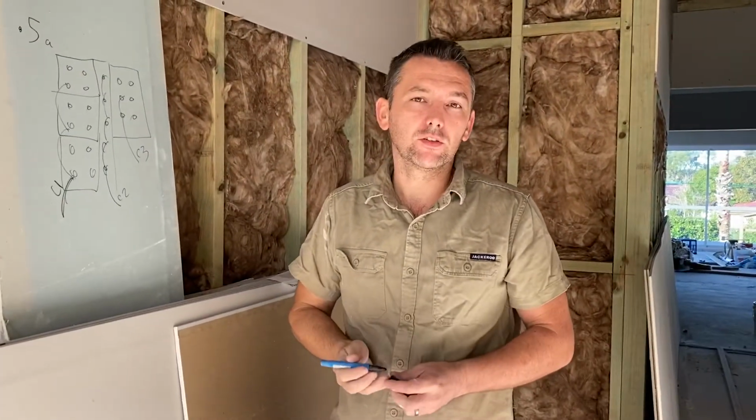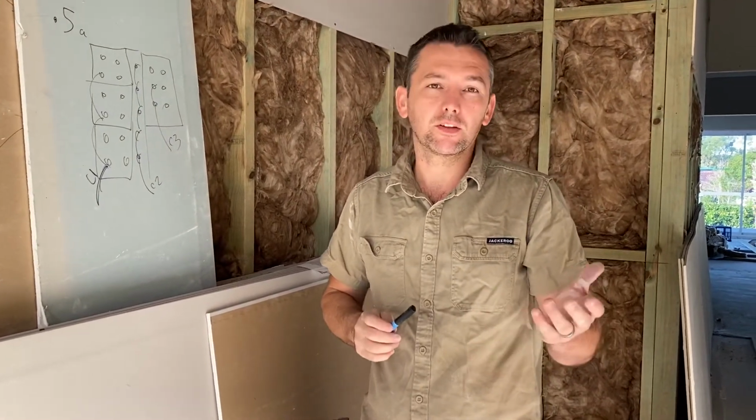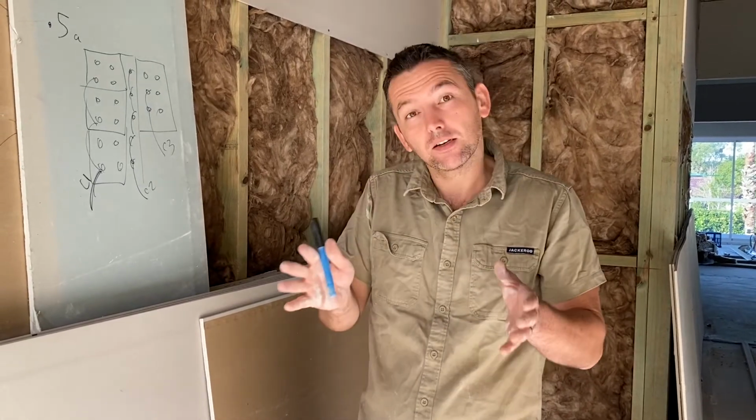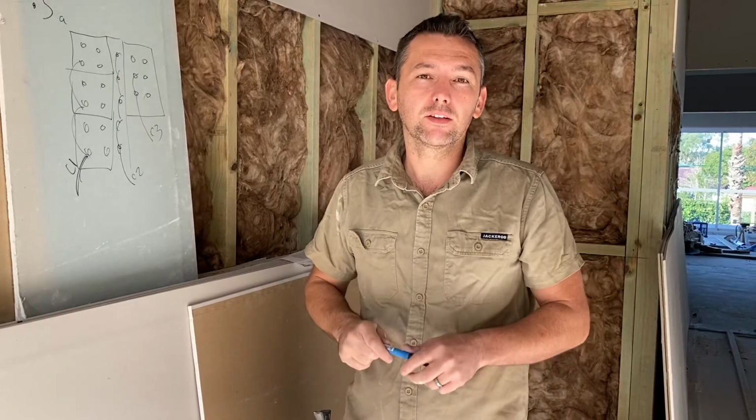And also circuits are your friend. It's a good idea to have more for fault isolation. At least if there is a problem, if a circuit keeps tripping, you're only isolated to a small area, and it's a lot easier to find the problem. Okay, that's how you plan out your lighting circuits.